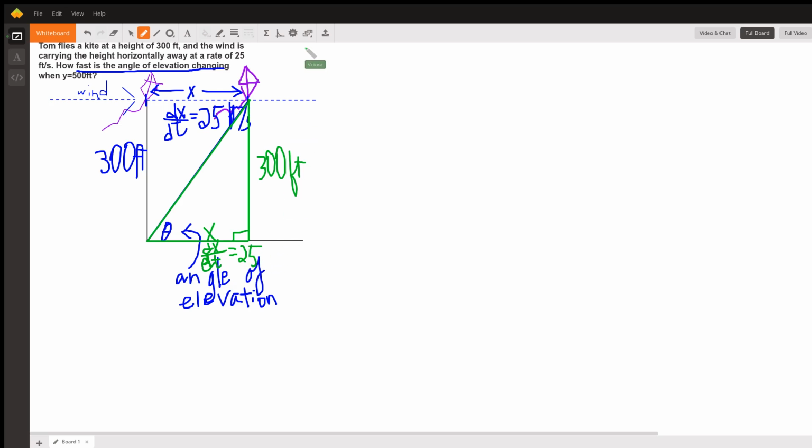So we need to come up with an equation that relates x and theta. And the best one is that the tangent of theta is opposite over adjacent, which is 300 over x. So if we take the derivative of both sides, this is implicit differentiation because we're taking the derivative with respect to t, not theta. Over here, we're taking the derivative with respect to t, not x. So the derivative of tangent is secant squared theta, and then we need to multiply by d theta/dt.